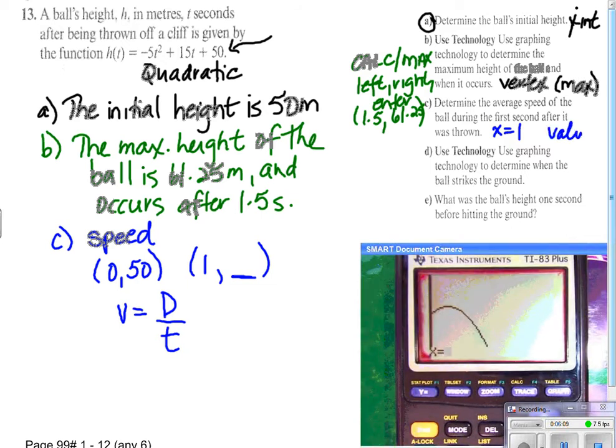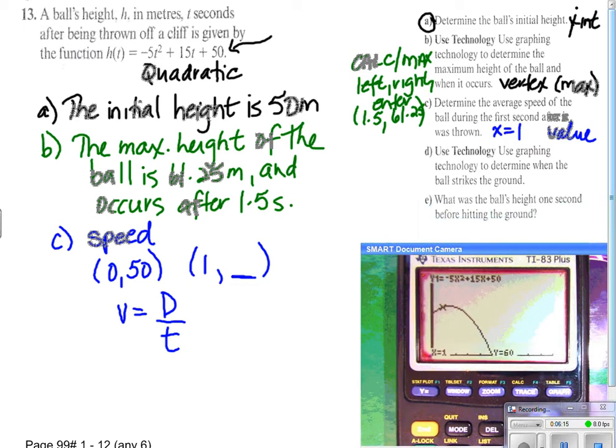And I can type any specific value for x, and it will give me the answer for y. So at 1 second exactly, it was 60 meters in the air. That means it had traveled a distance of 10 meters in that 1 second. The speed was 10 meters per second.